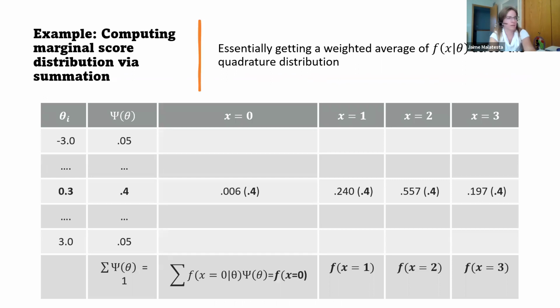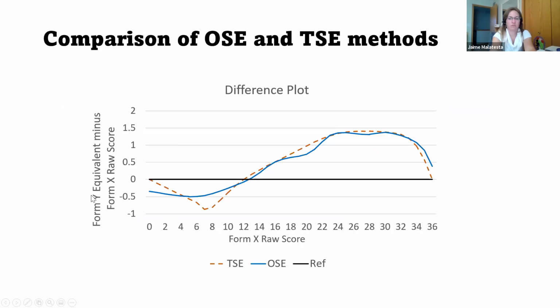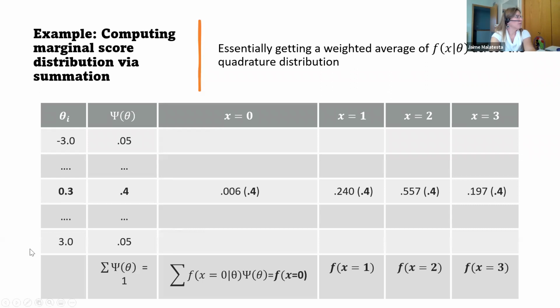So here's an example of how we would do this in practice: computing the marginal score distribution via summation. You're essentially getting a weighted average of the f of x given theta across the quadrature distribution. So here, from our previous slide, we were working with a candidate with a theta equal to 0.3, which you'll see in the far left-hand column. In that group of candidates who took Form X, the weight associated with a candidate who has this theta is 0.4.